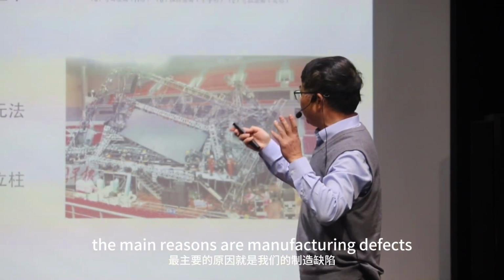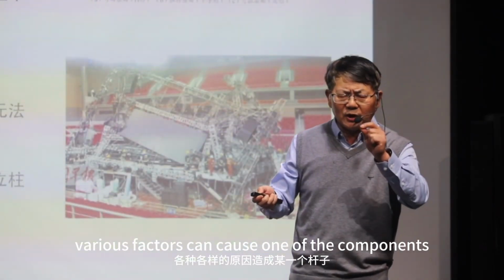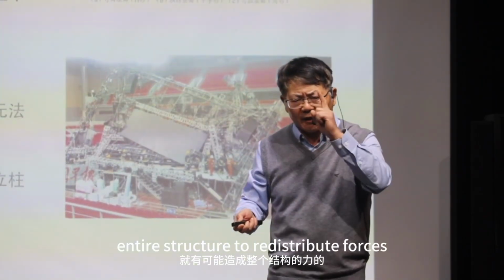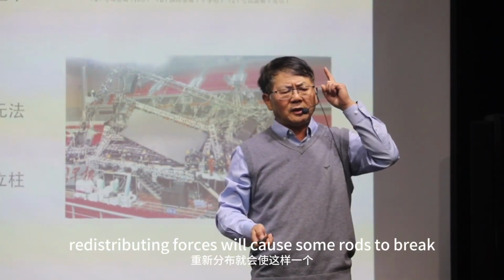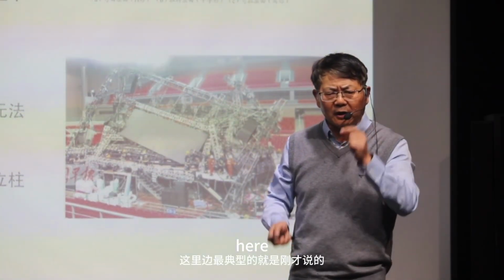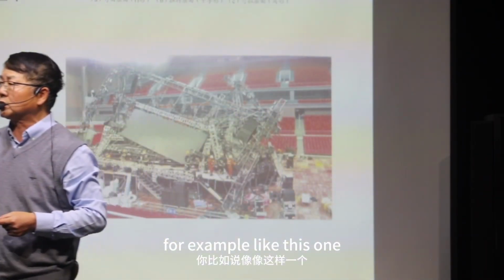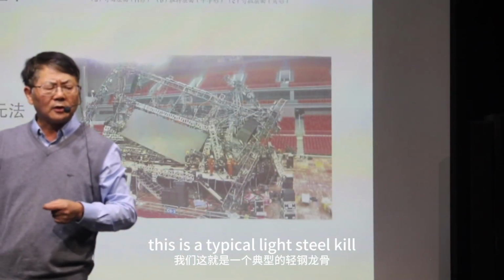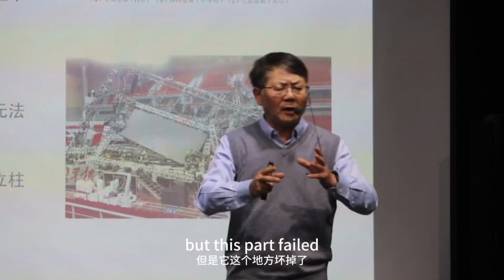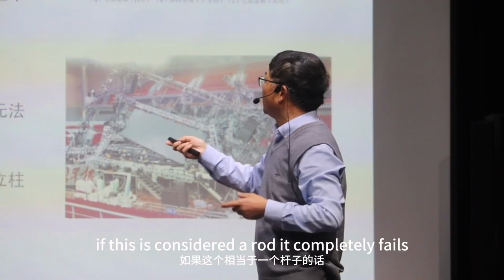The main reasons are manufacturing defects and unreasonable use and installation. Various factors can cause one of the components, for example a small rod, to fail. It can cause the entire structure to redistribute forces, and redistributing forces will cause some rods to break. Here, the most typical is the local deformation of a member. For example, like this one. This is a typical light steel keel. The entire light steel keel hasn't changed. It hasn't failed. But this part failed. If this is considered a rod, it completely fails.